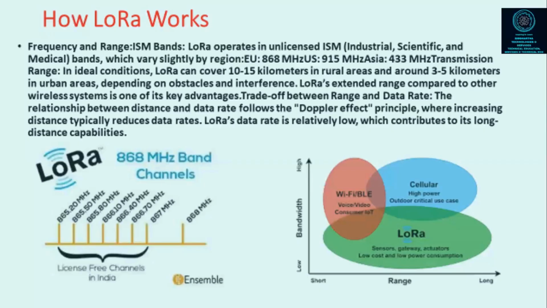Basically, there are three major frequencies on which LoRa works: 868 megahertz in the EU, 915 megahertz in Asia, and 433 megahertz transmission range, also in Asia in some countries. In India, we officially use the 868 megahertz band. On the right-hand side, you can see a chart comparing bandwidth and range of Wi-Fi, cellular, and LoRa. Range-wise, LoRa beats all of them. We have already discussed this.